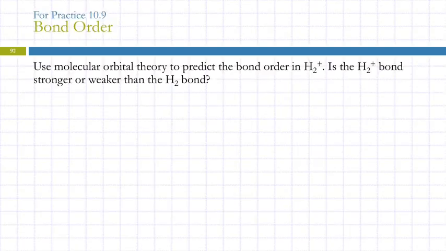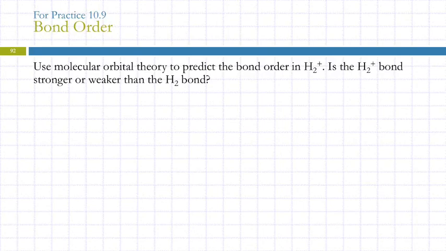What determines how many bonds you can make? Well, we're not actually going to be looking at forming multiple bonds between two atoms here. We're keeping it simple. So let's use molecular orbital theory to predict the bond order in H2+. And then ask, is that going to be stronger or weaker than an H2 bond?